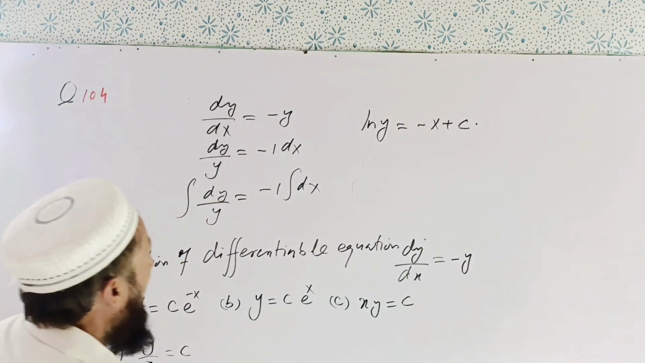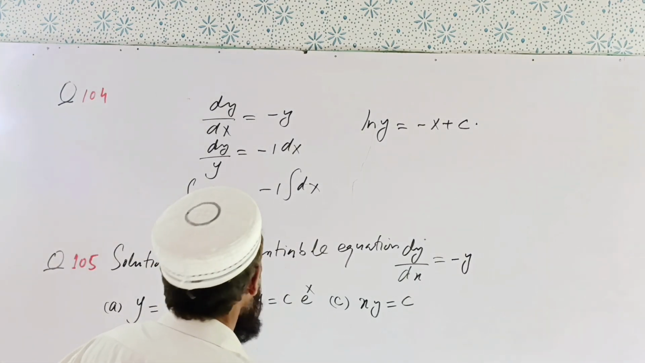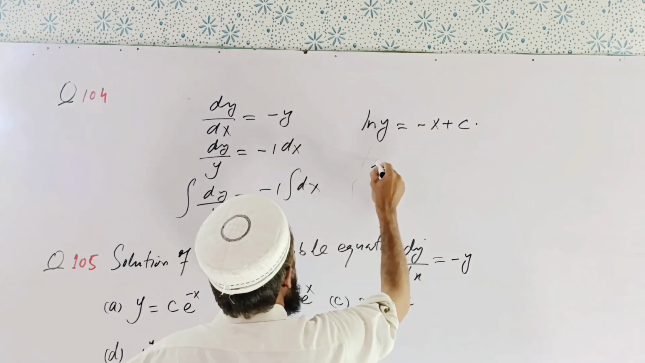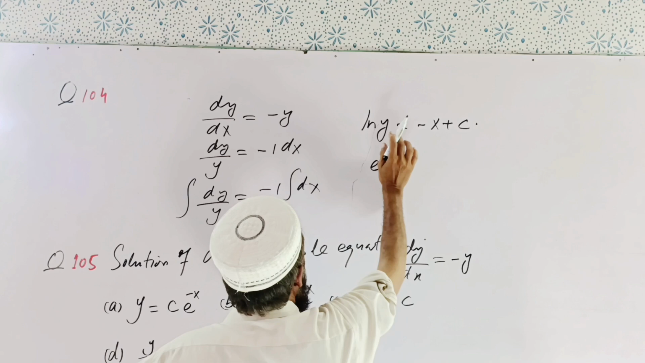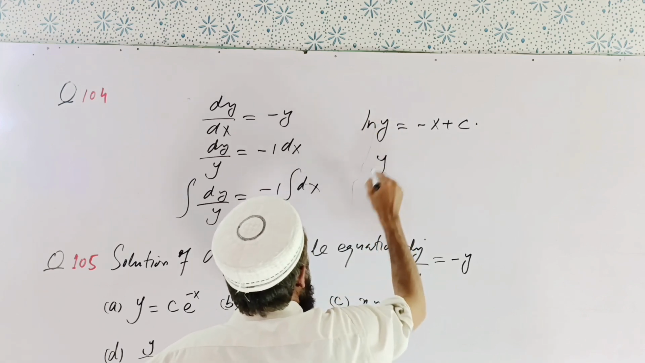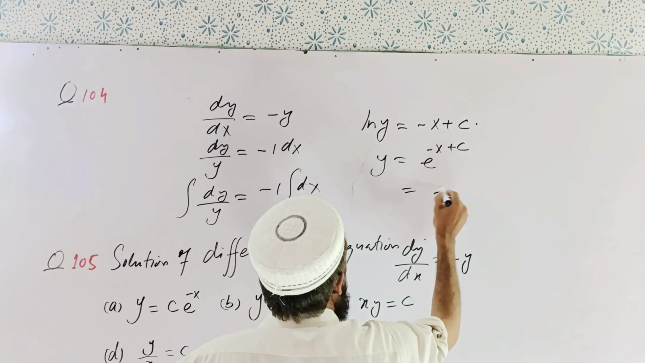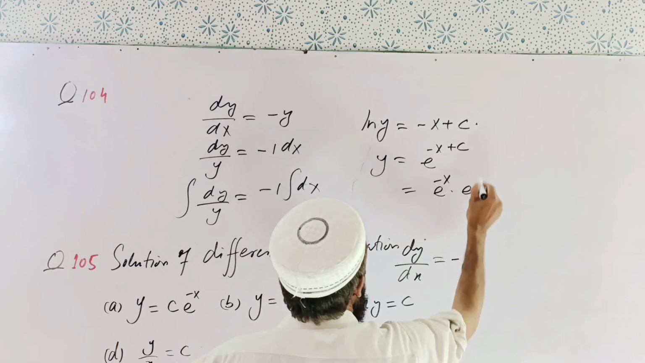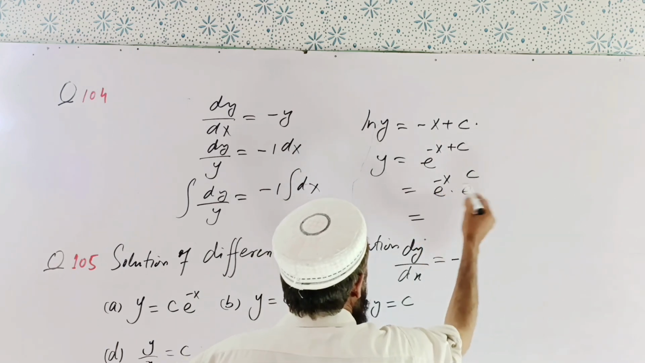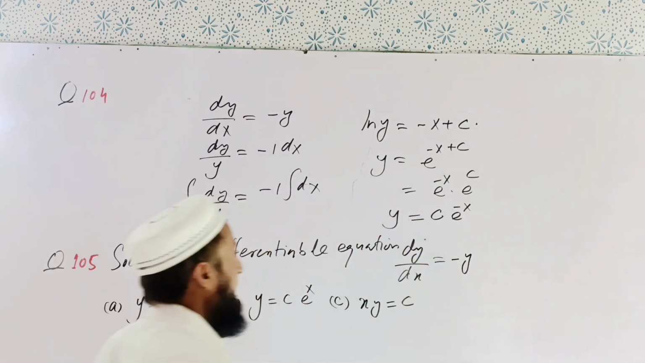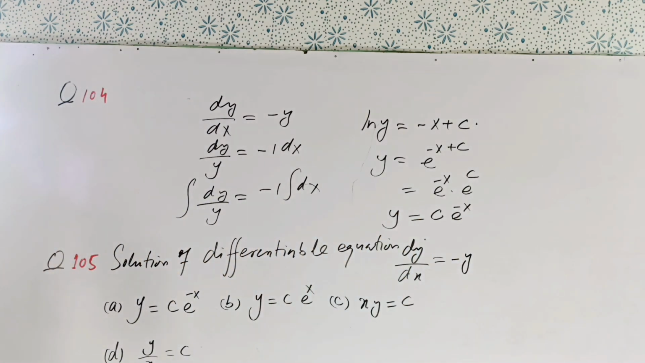Now log of y minus 1, we can write e power log of y minus 1 is equal to e power minus x plus c, and here we can write e power minus x into e power c. So this result will be changed: y minus 1 is equal to c e power minus x. So option A is the correct option here.